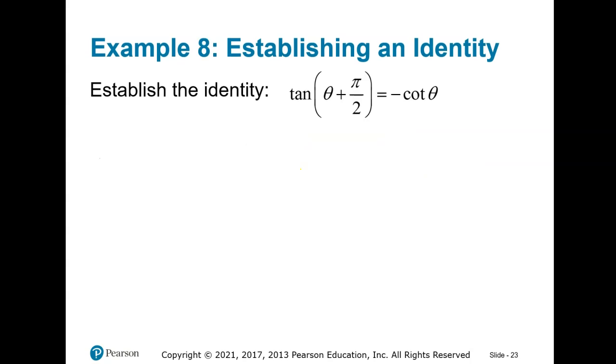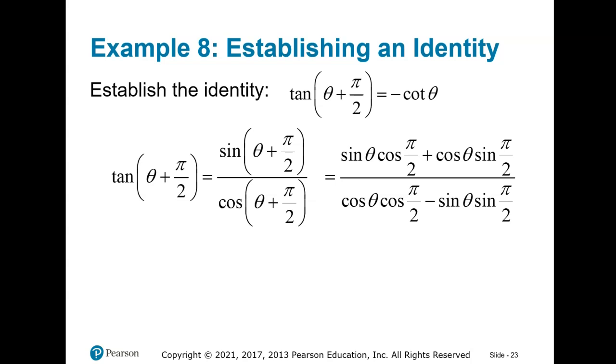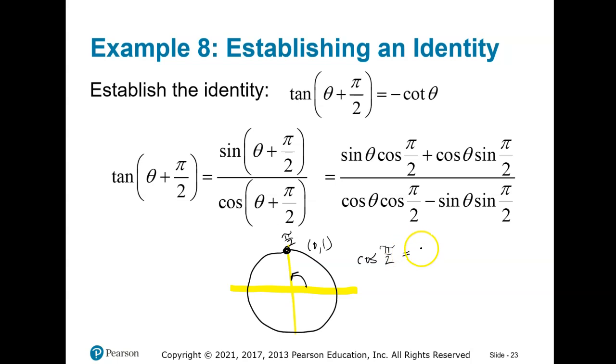Once again, I have a sum inside the tangent on the left-hand side. I'm going to split that first up into the sine and cosine identities, and then use the sum formula for sine, sum formula for cosine. Recall pi over 2. Remember, pi over 2 is one of those special angles on our unit circle. So pi over 2 is right here, same as 90 degrees. And at that point, I'll be at the point (0, 1). I'm on the y-axis. So the cosine of pi over 2 is 0. The sine of pi over 2 is 1.